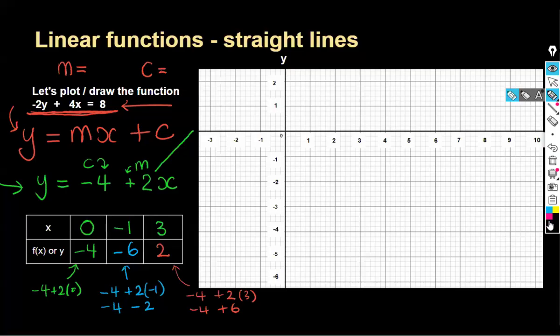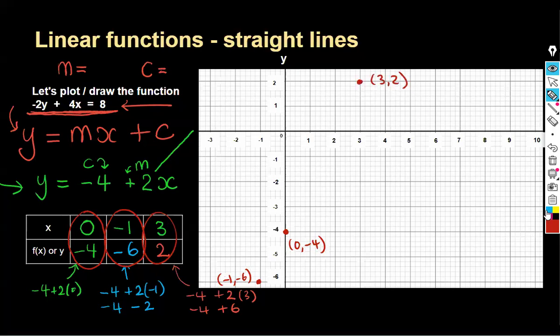My first point is 0, minus 4. 0, and I go down to minus 4. This here is 0, minus 4. My next point is minus 1, minus 6. Minus 1, go down to minus 6. My last point is 3, 2. 3 on the x, 2 on the y.